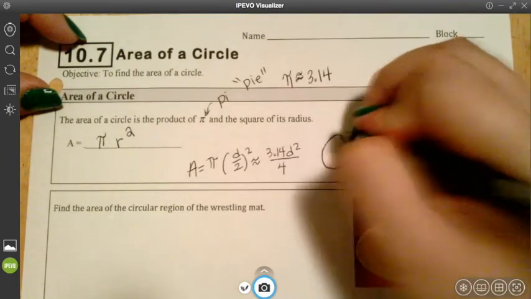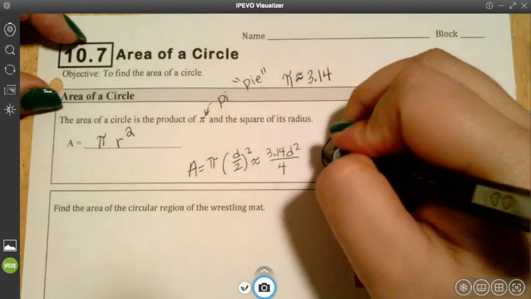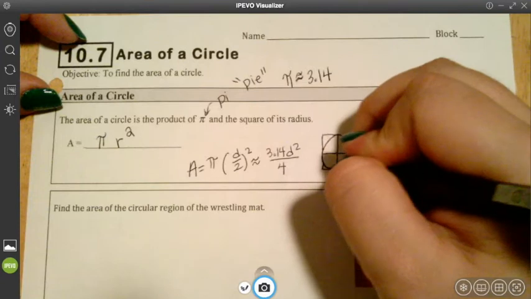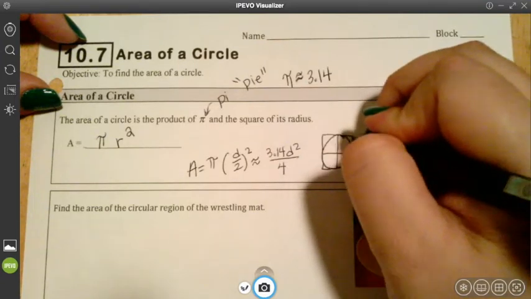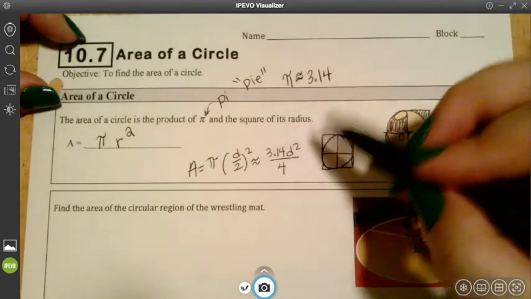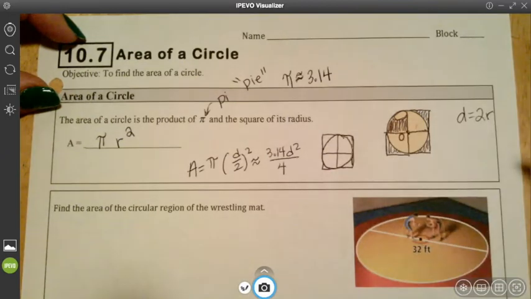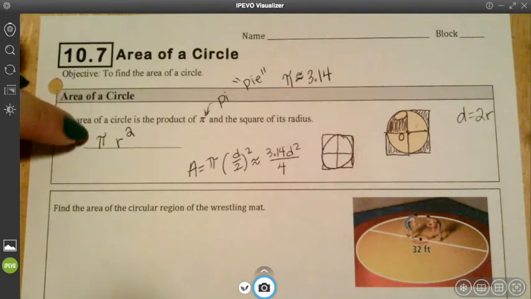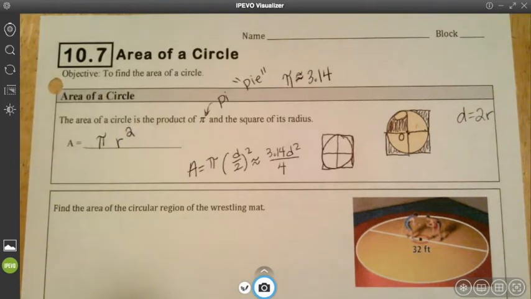So if I were to draw that as a picture, here's my circle. Here's my diameter. The diameter squared would make this whole big box all the way around the circle. So see how it's a little bit less than the diameter squared, but more than 3 times the radius squared. So we use pi r squared for the area.